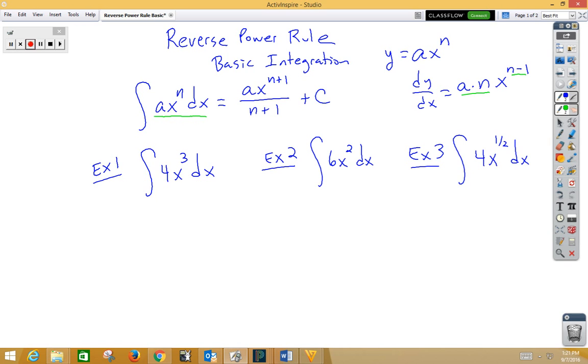In our first example, if I do the reverse power rule, I get 4x to the 3 plus 1 divided by 3 plus 1. Now we have to add a plus c, because when you take the derivative of a constant, you get a 0. And so we don't know if there's a constant on the back part of this or not, so we use plus c to represent that. Now we can reduce, because 3 plus 1 is clearly 4, and 4 and 4 cancel out, so our final answer is x to the 4th plus c.